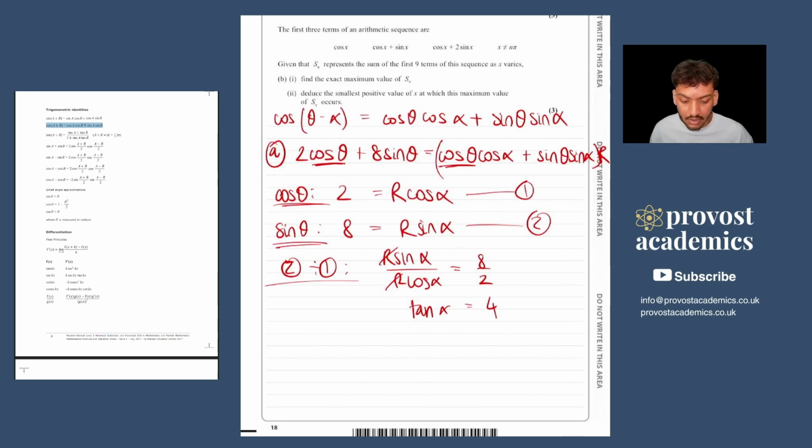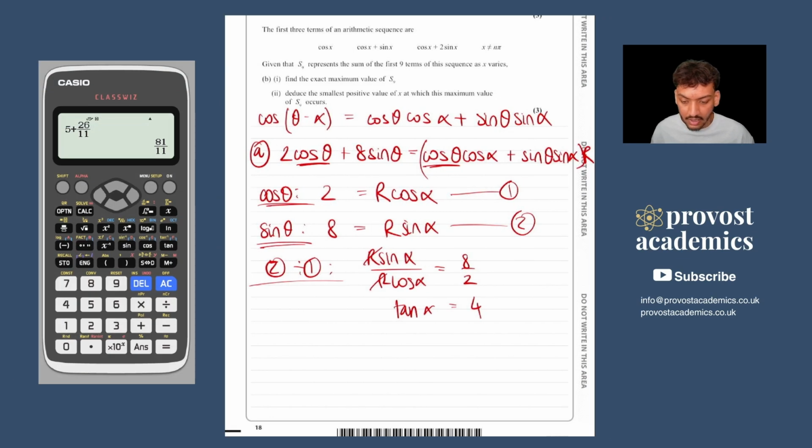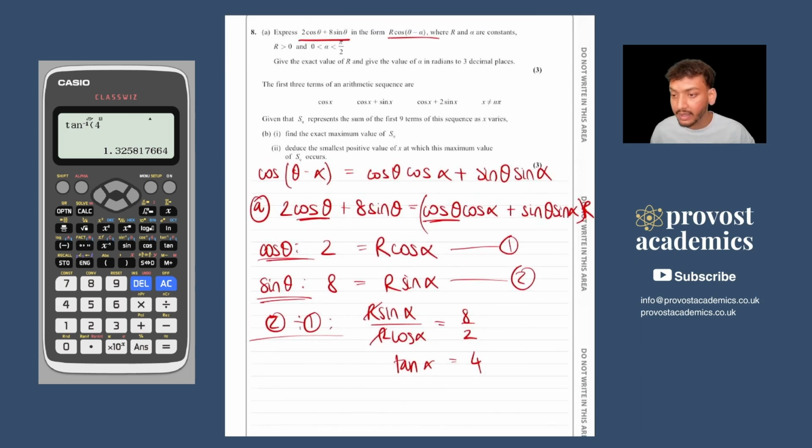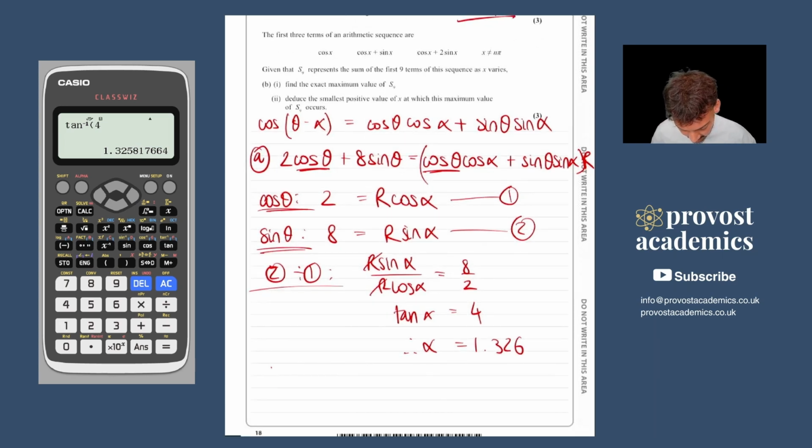So at this point, we'll switch over to the calculator. And are we looking for radians? We're looking for radians. So menu setup, angle, radian. And we do shift inverse tan of 4. 1.32, and that should be below 1.5, which is pi over 2. So therefore, alpha is equal to 1.326 to 3 dp.